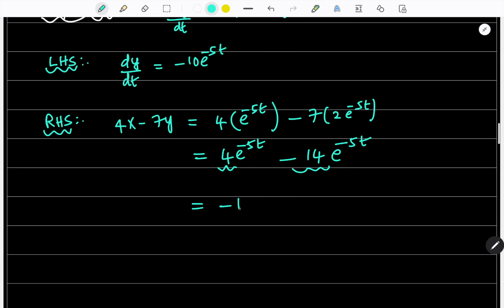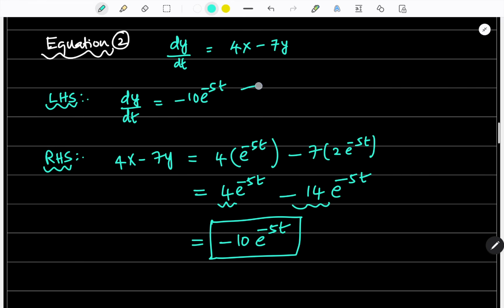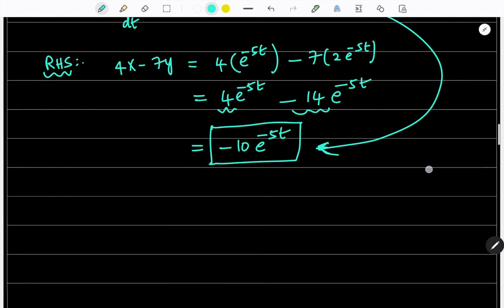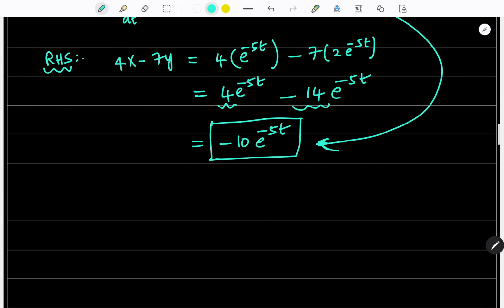4 minus negative 14 is negative 10 e power minus 5t. So this is going to become your right hand side. Check with your left hand side. Wow, fantastic, right? Such a nice thing. So finally, what you can conclude from this, right?